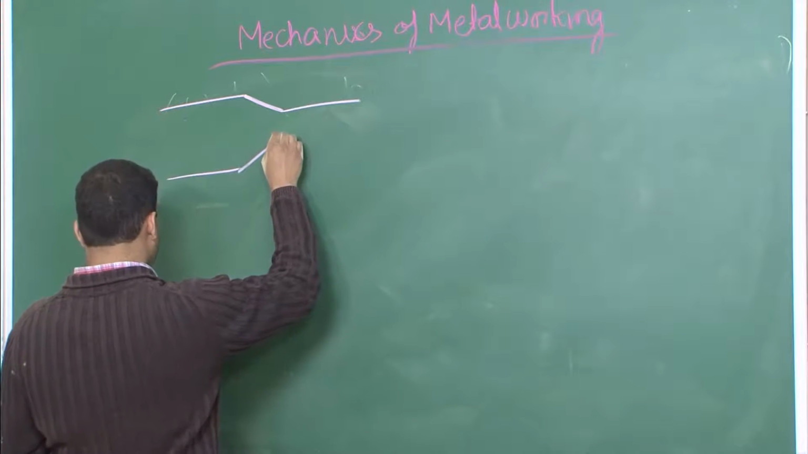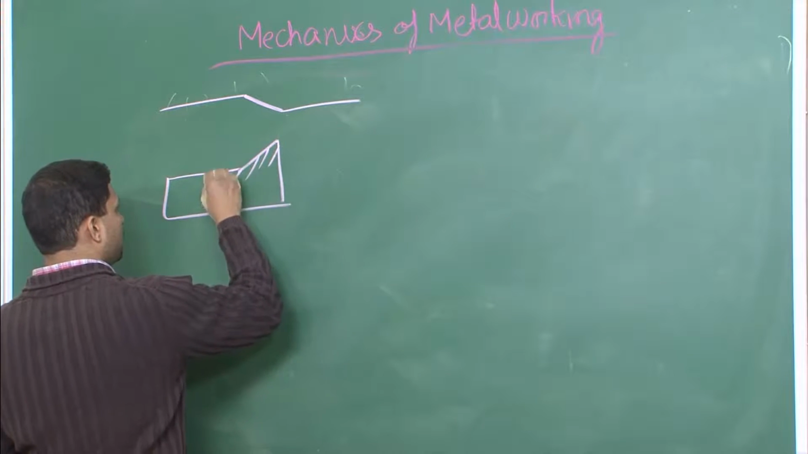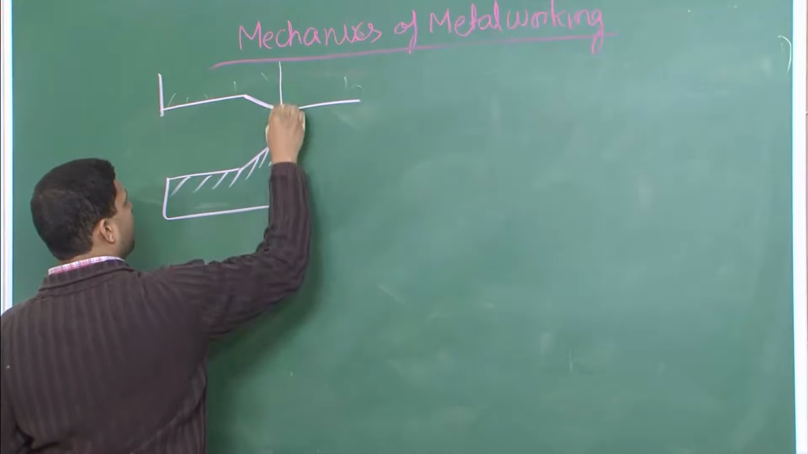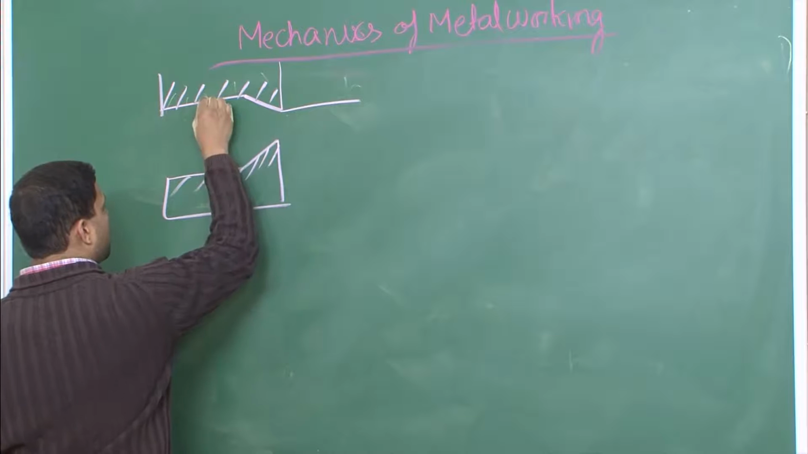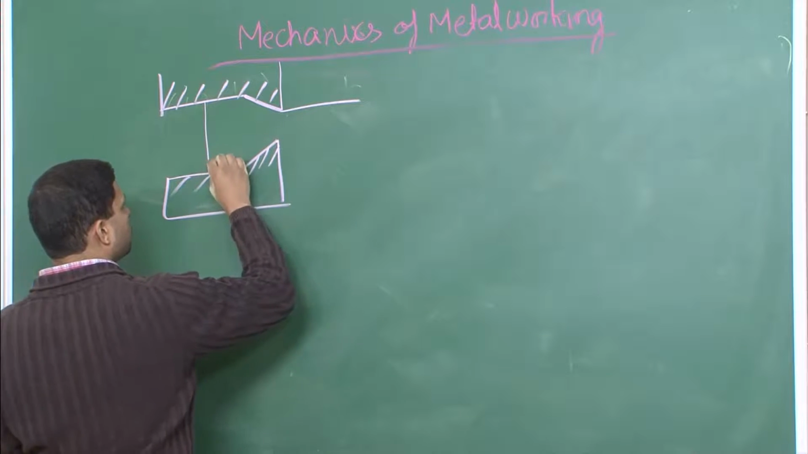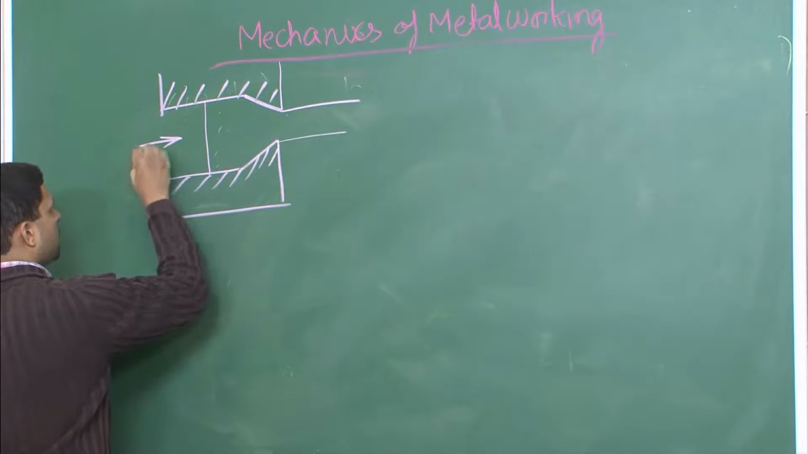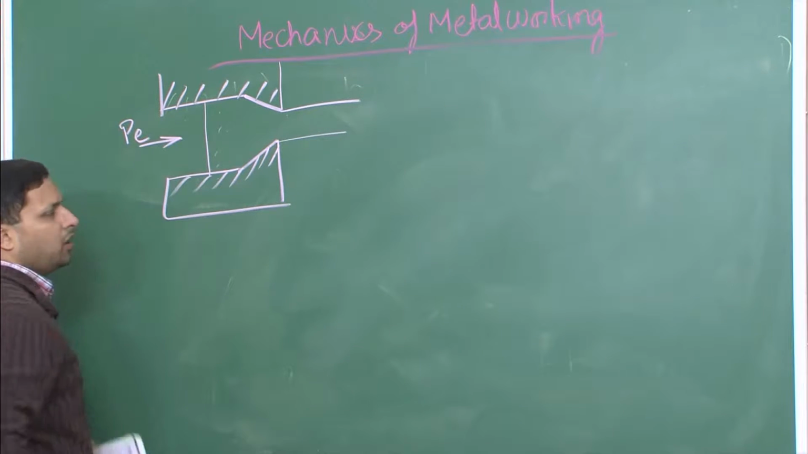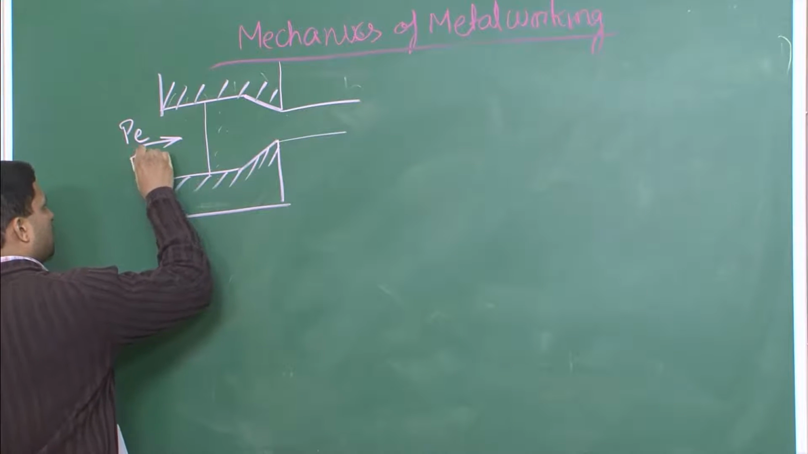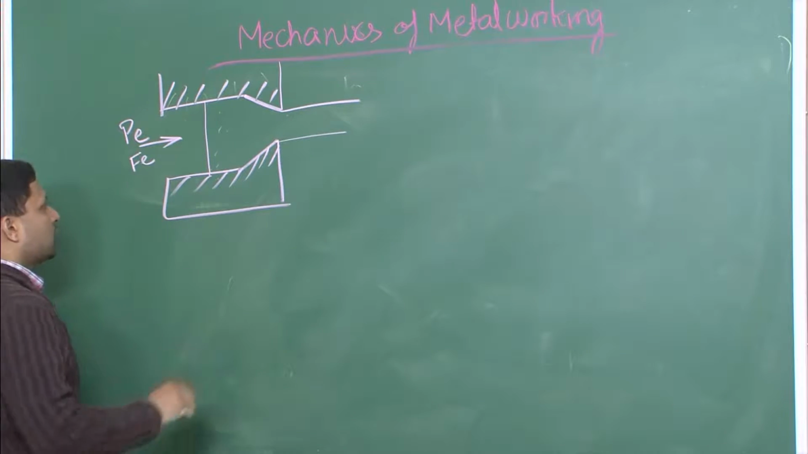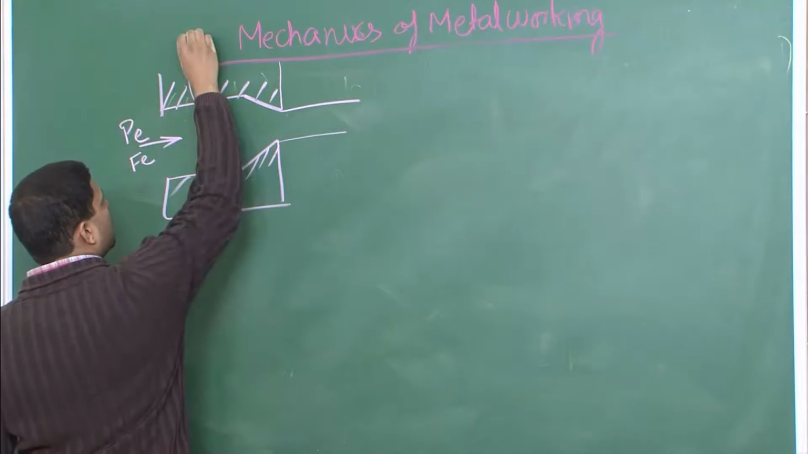So, let us say this is our die, and this is the material that is being pushed through. So, you are applying some pressure PE, PE meaning P extrusion. So, extrusion pressure. Extrusion pressure is what? A force divided by the area. So, let us say the area over here is A naught.